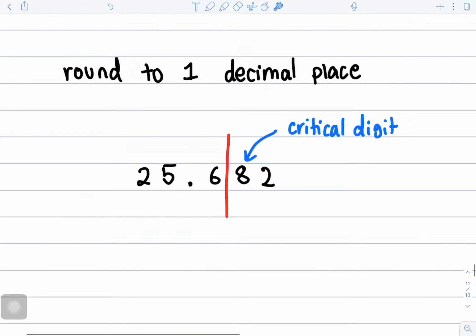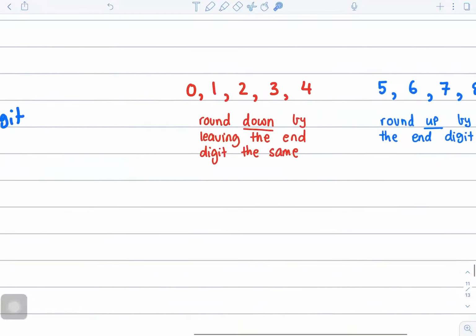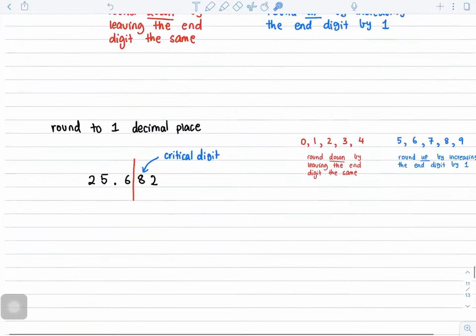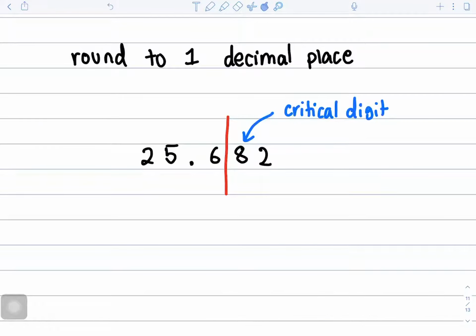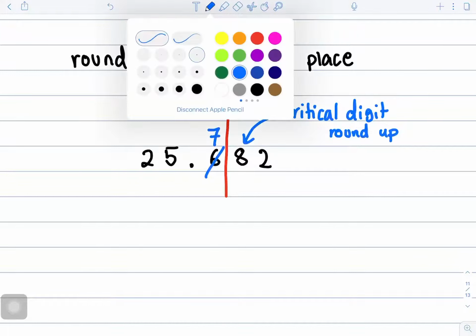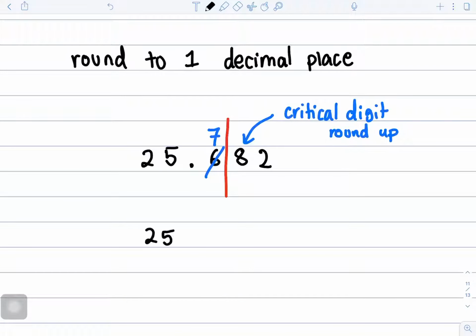In this case, our critical digit is 8, which means that we're going to round up by increasing the end digit by 1. When I say end digit, I just mean the digit that is right before the cutting point. So because we're rounding up, I'm just going to quickly write that down, round up, then our end digit is going to increase by 1. Instead of 6, it's going to be 7. So let's rewrite that out. I get 25.7. And that's my decimal rounded to one decimal place.